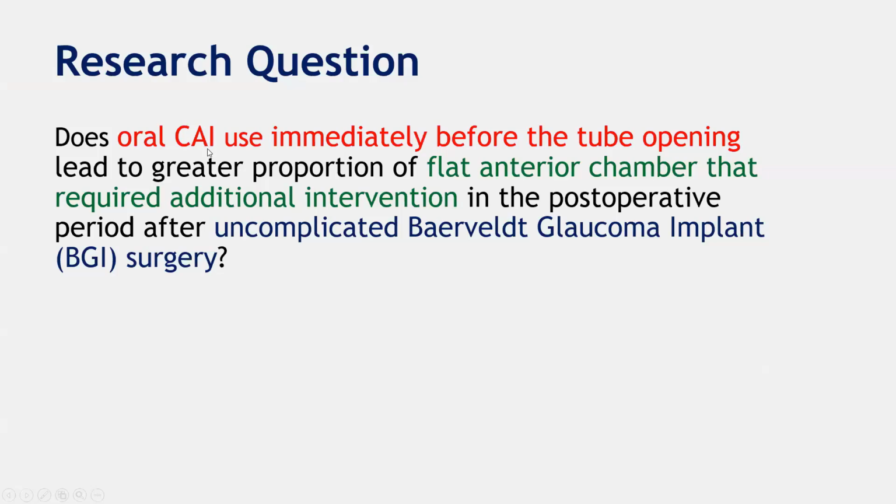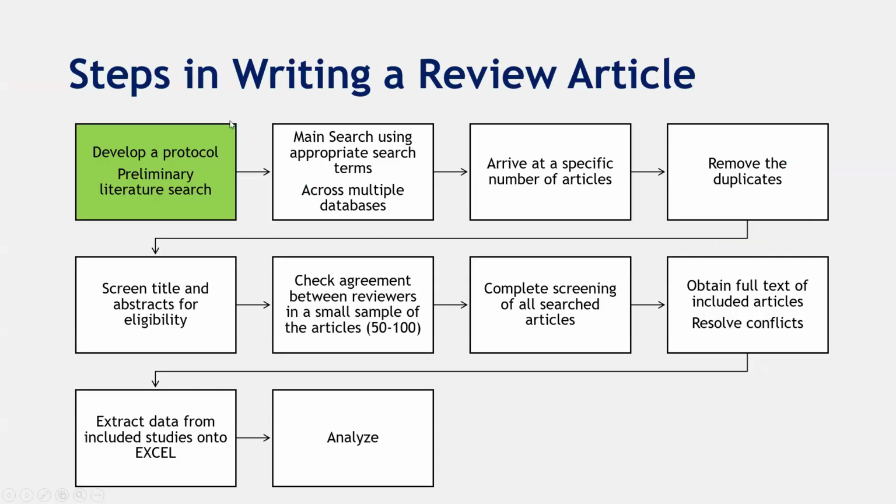So we combine all the three components together. Does use of oral carbonic anhydrase inhibitor immediately before the tube opening lead to a greater proportion of flat antechamber that requires additional intervention, which is the outcome, in patients who underwent uncomplicated Baerveldt implant? So that would be the population that they're dealing with. So we have got all the three components here in an observational study, whereas in an interventional one, we'll have 4 components. So now we'll go on to the steps of writing a review.